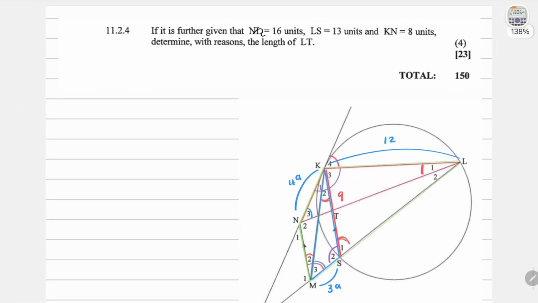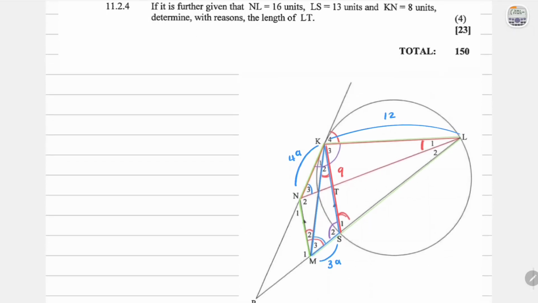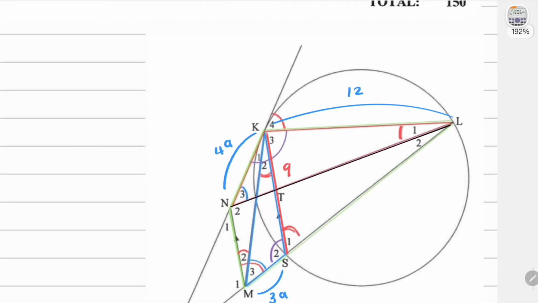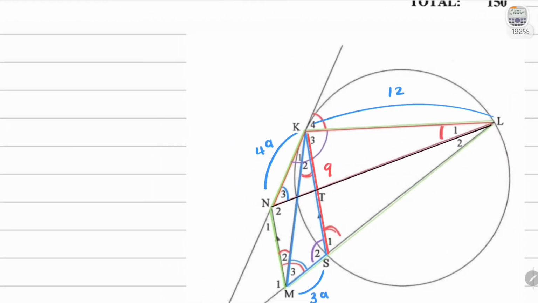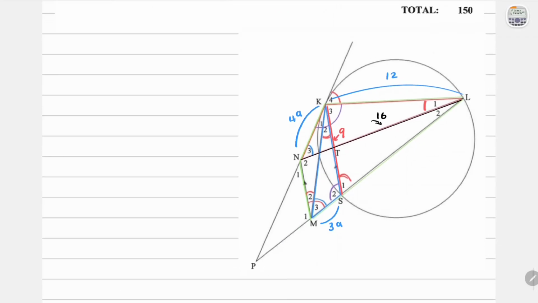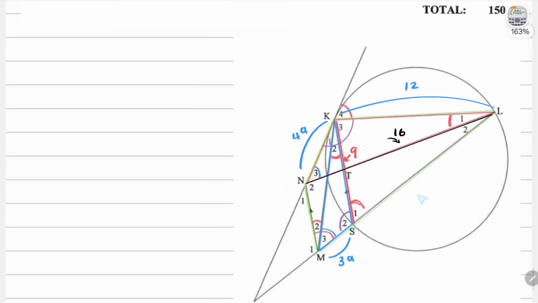But they're telling us that LN or NL is equal to 16 units. So that is this length over here. That is 16, and this one is 9. This is 16 units, so keep that in mind. And then they also tell us that LS is 13 units. So LS, this part, is 13 units.